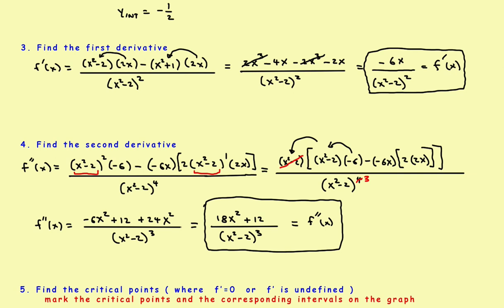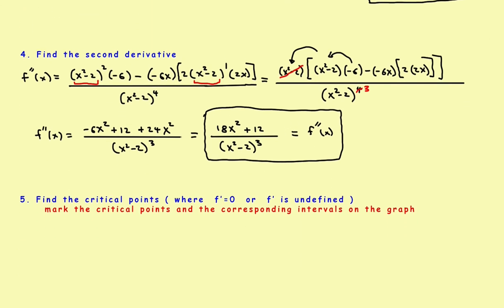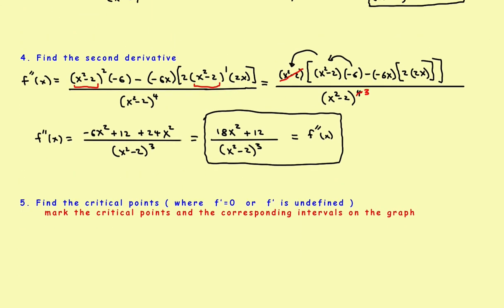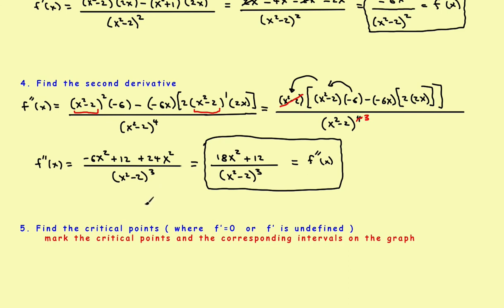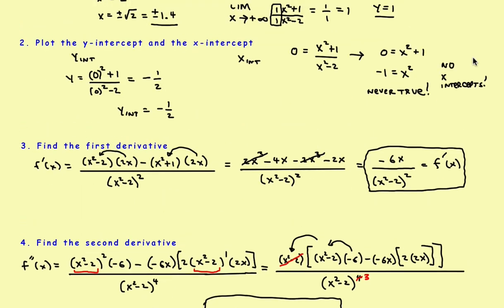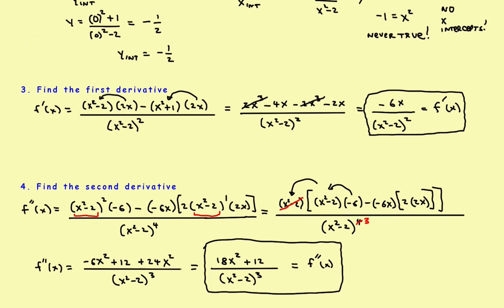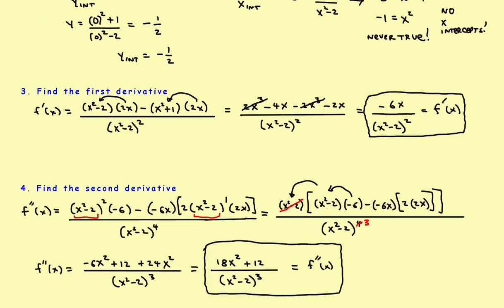So with that out of the way, let's go down and see what the next thing is. Okay, the next thing would be this. Find the critical points on the graph. And the critical points occur where the first derivative is either equal to 0 or it's undefined. So we'll find the critical points and mark them on the graph. So to find out where they are, here is the first derivative right here. So we'll take the first derivative, and I'll move it up just a little bit here.